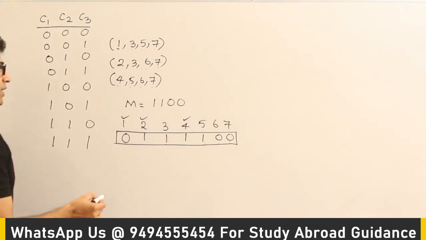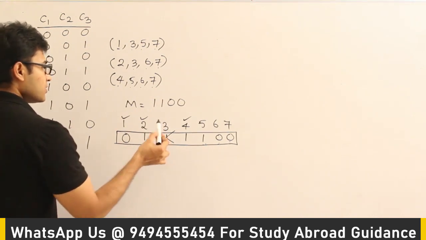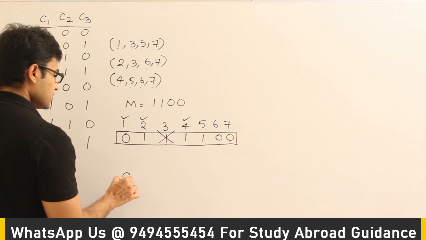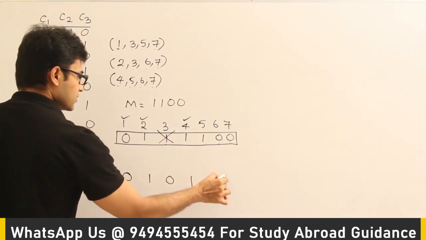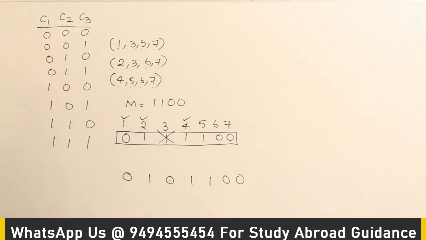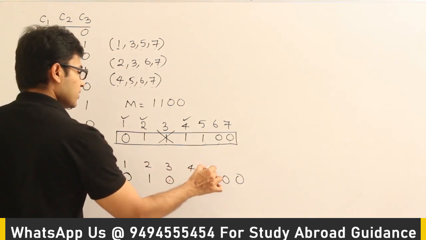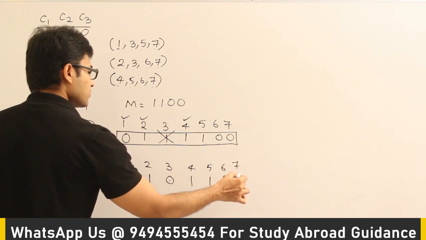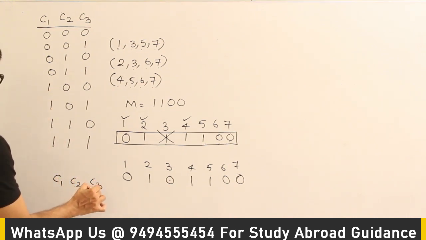Now let us say this particular bit has got corrupted during transmission and the receiver has got the message 0, 1, 0, 1, 1, 0, 0, which means instead of 1 here it got 0, right? Now let's see how the receiver will correct it. Receiver has to check what are C1, C2, C3.